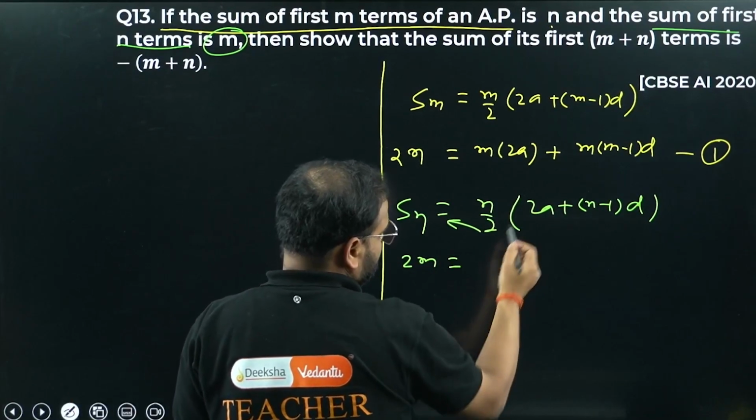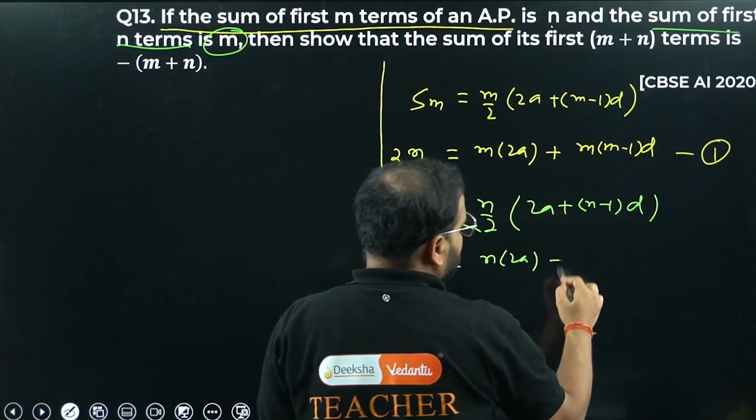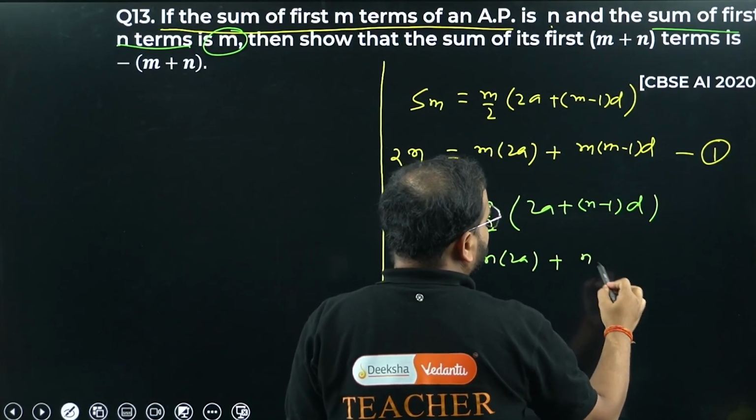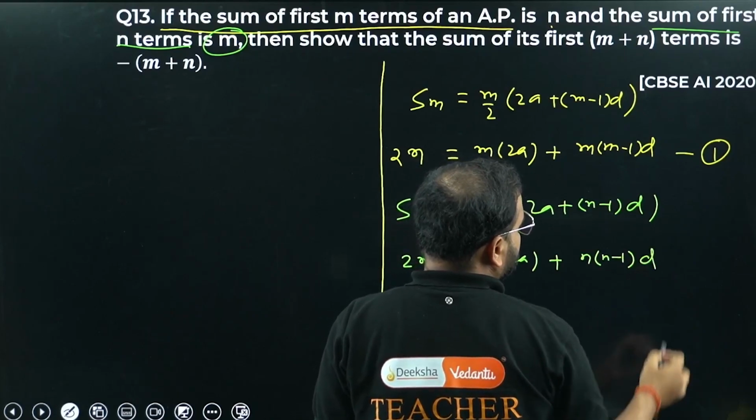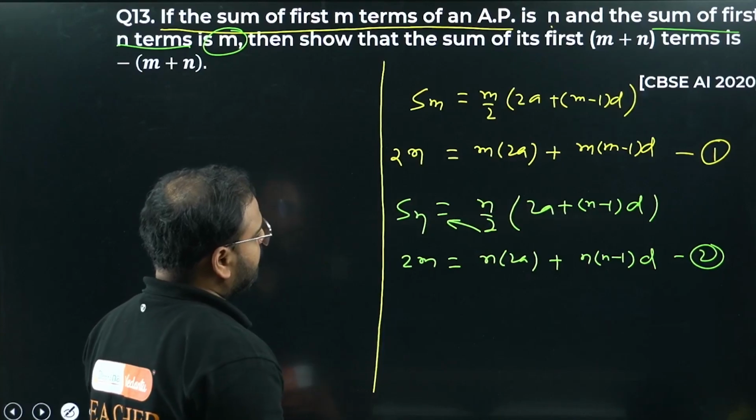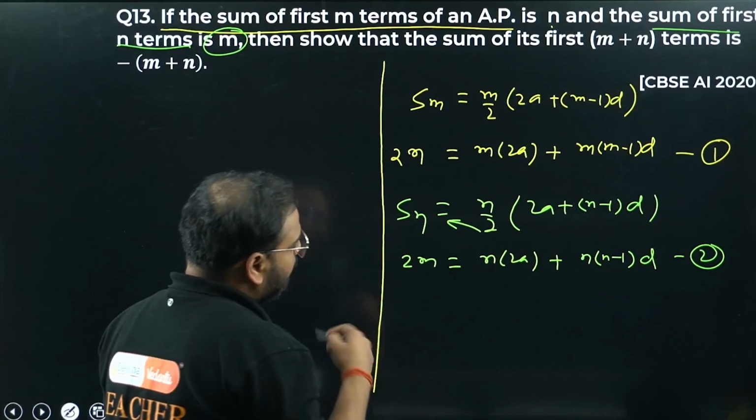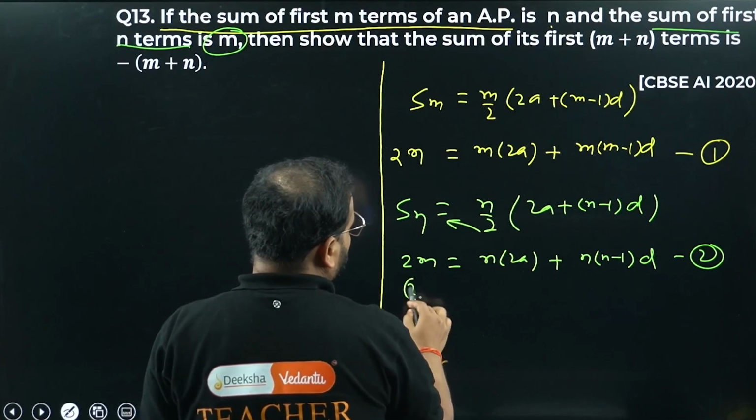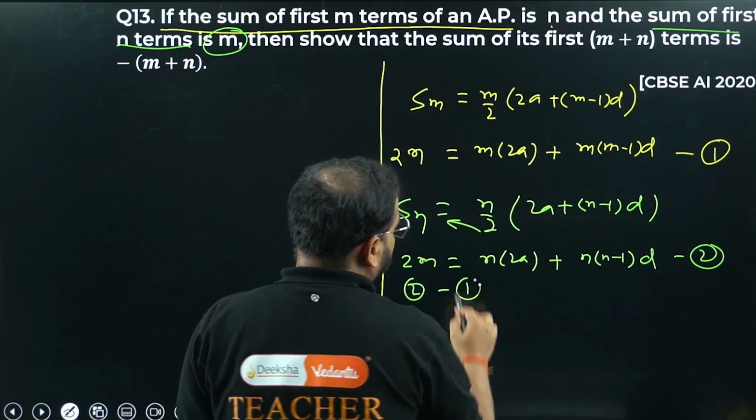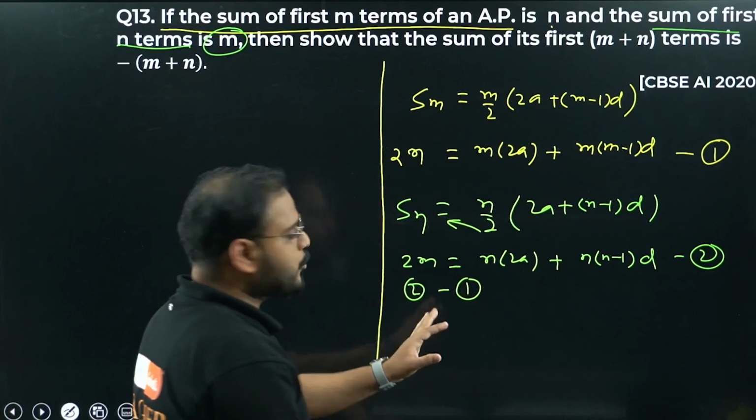Please check over here. 2m equals n times 2a plus n minus 1 times d, equation number 2. Great, sir. Okay, now do one thing, subtract 1 and 2, or 2 and 1, your choice. Let me do equation 2 minus equation 1.